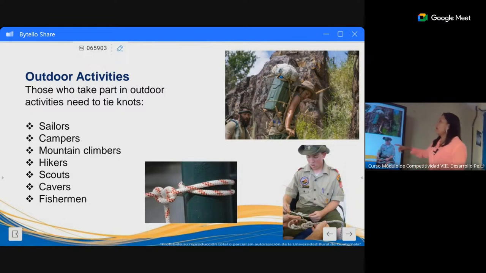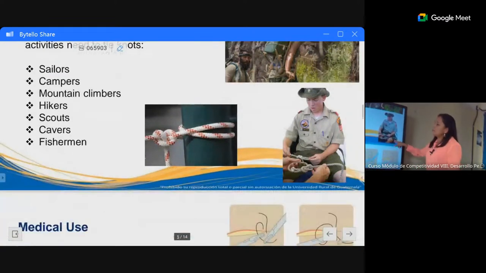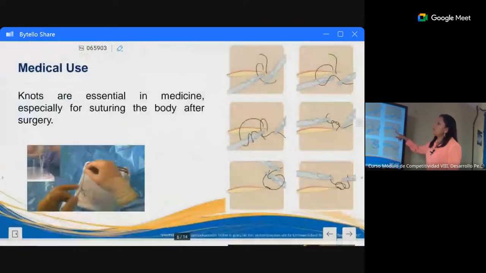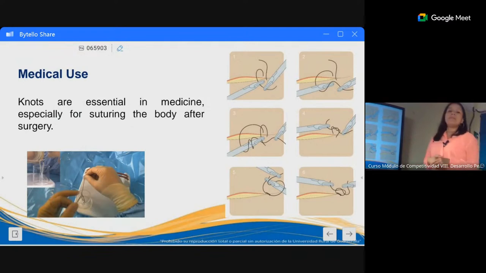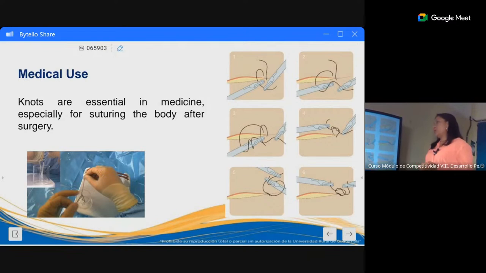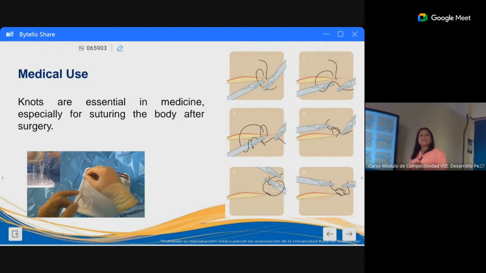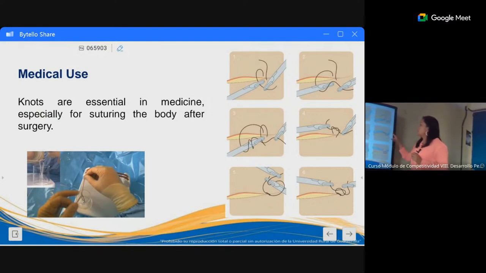So for outdoor activities, those are very useful, to know how to make them. Also, let's see here, for medical use. You might think those are very simple, but in this case they are essential in medicine, especially for suturing the body after surgery. As you can look here, a doctor has to learn the technique of how to make this type of knot, imagine with this tiny string. So that's why they use this.